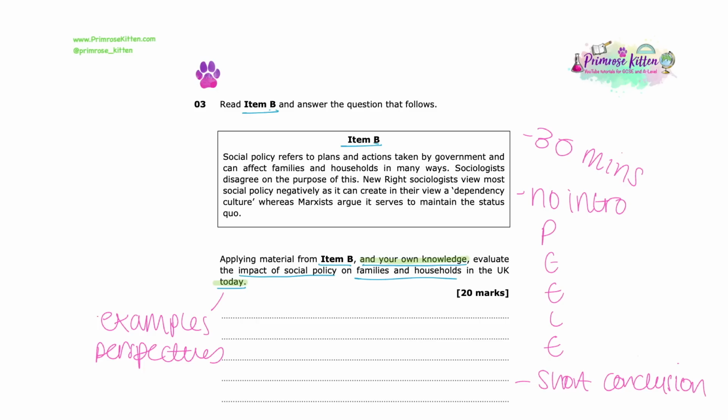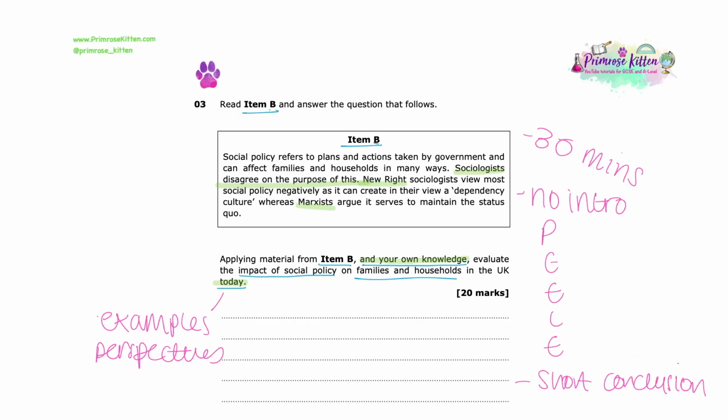So within this item, you can see that there is reference to debate about social policy. It says sociologists disagree on the purpose of this. That means that you know in this essay that you are going to have to write from the perspective of several different types of sociological groups. That might be from functionalists to Marxists to feminists. You then actually get the new right specifically mentioned. If a sociological theory is mentioned in the item, 100% you need to write at least a paragraph about it in your essay. And then also you've got Marxists at the end there. Once again, just confirming for you, there is another sociological perspective that I need to make sure I write at least a paragraph about.